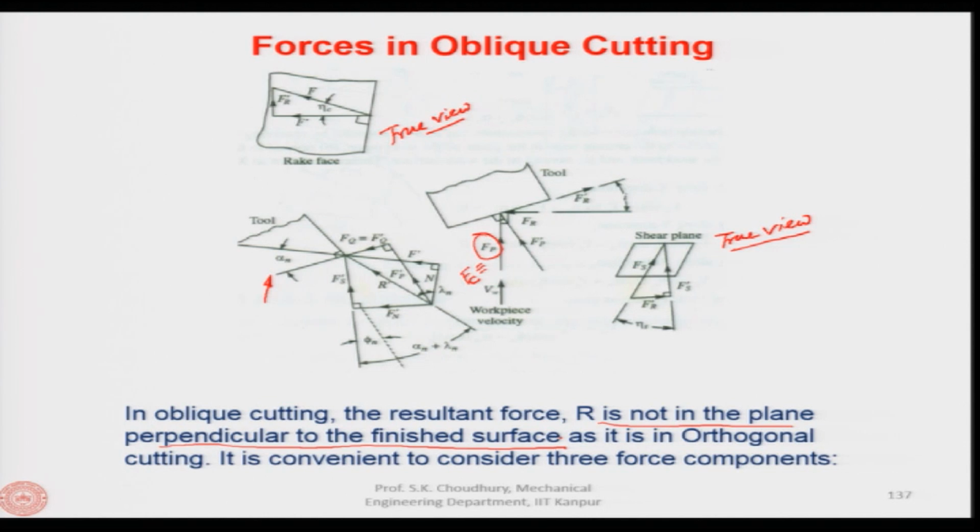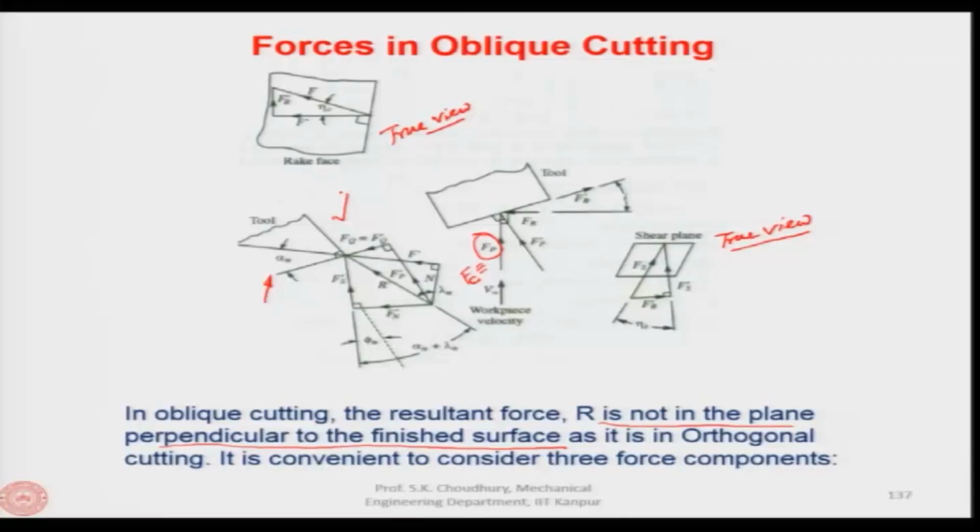Because of that, all this problem comes that we have to find out the components separately, but there is a similarity between oblique cutting and orthogonal cutting, except for the forces coming in the other planes, like normal to the cutting edge and parallel to the cutting edge.